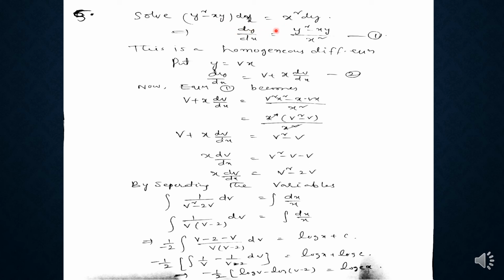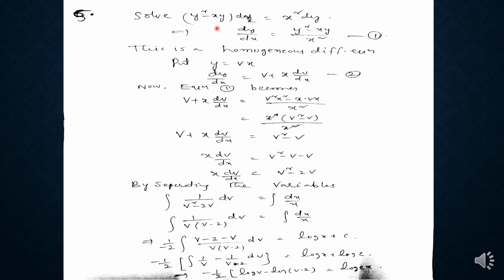Is it in the form of an exact differential equation? No, because M is y² − xy, so ∂M/∂y is 2y − x. N here is x² (the coefficient of dy), and ∂N/∂x is 2x. So these are not equal, so it is not possible to solve by using the exact differential equation method.